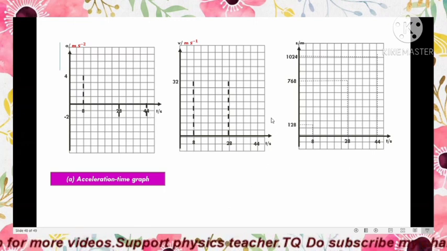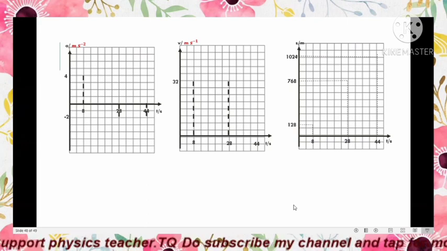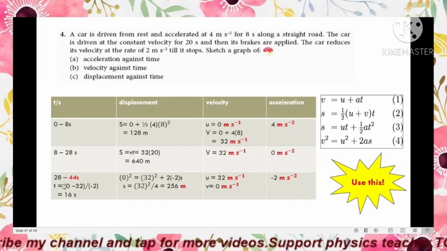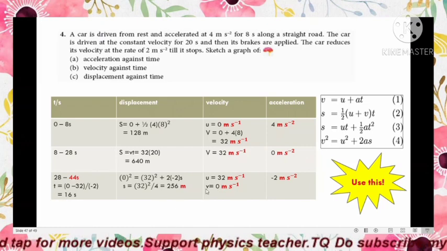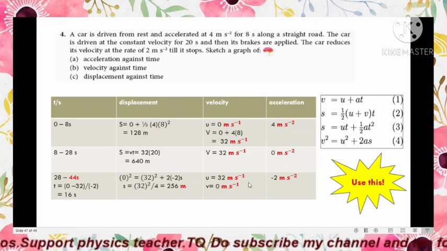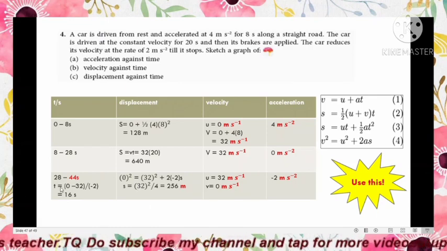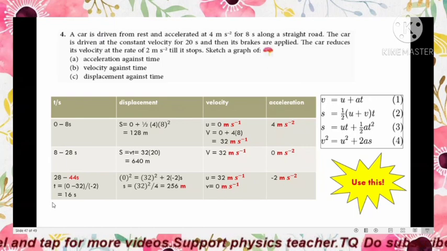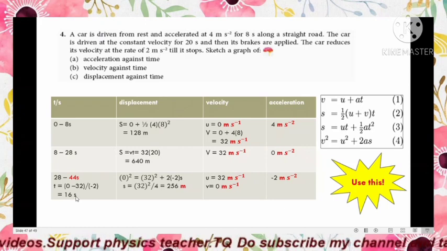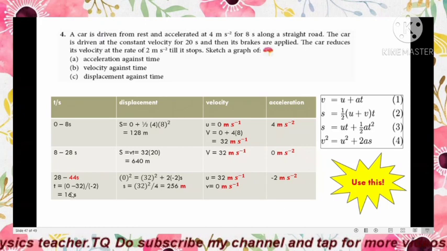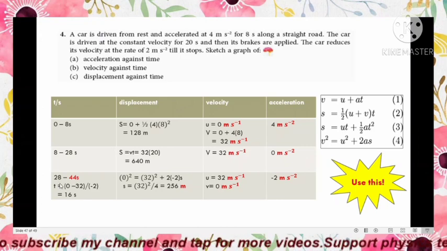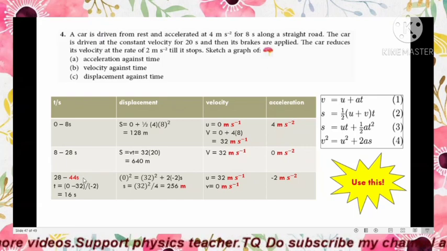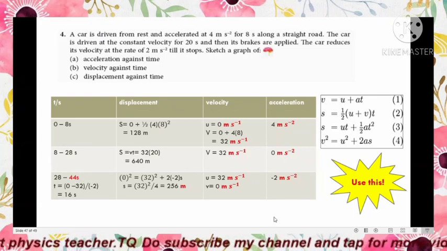Wait, where do we get that 44? This is coming from the 44 seconds. How we calculate this is by using this formula. Once you have u, v and a, you can calculate t by using the first equation. Using the first equation, we get t equals 16 seconds, meaning it decelerates in 16 seconds. So 28 plus 16, we get here 44 seconds. This is the third time interval, 28 to 44 seconds.